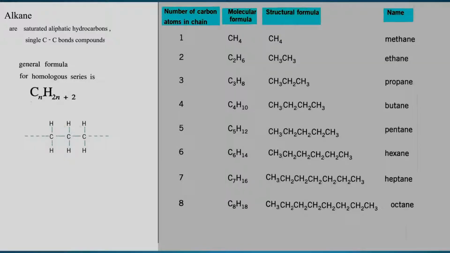Now let's look at the general formula: CnH2n plus 2. What does that mean? That means each C is going to have 2H, as you see in the example. Each 1C, you will always have 2H. And what's the plus 2? Plus 2 means you have 1 at the front, for the beginning, and 1 at the back, at the end.